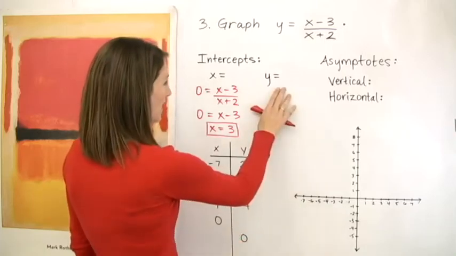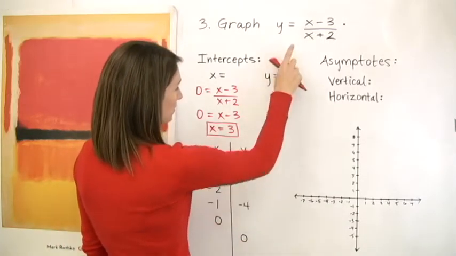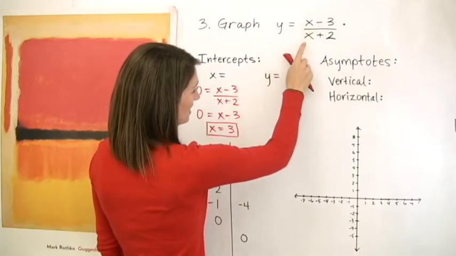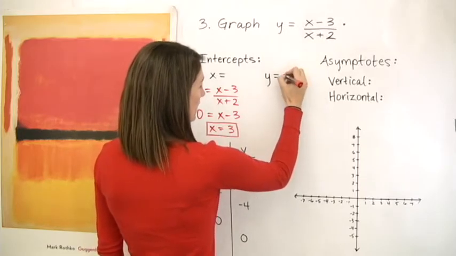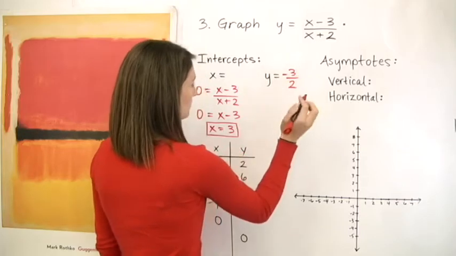Now let's find our y-intercept. This occurs where x is 0. So we plug in 0 into our function. 0 minus 3 is negative 3, and 0 plus 2 is 2. So our y-intercept occurs at negative 3 over 2.